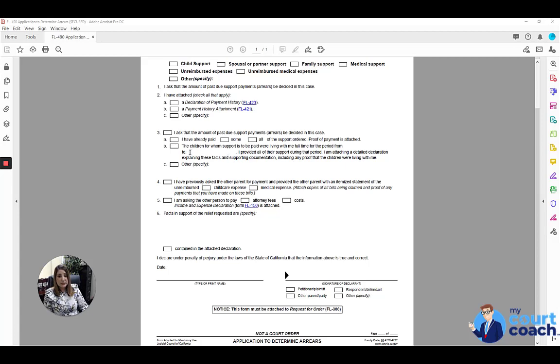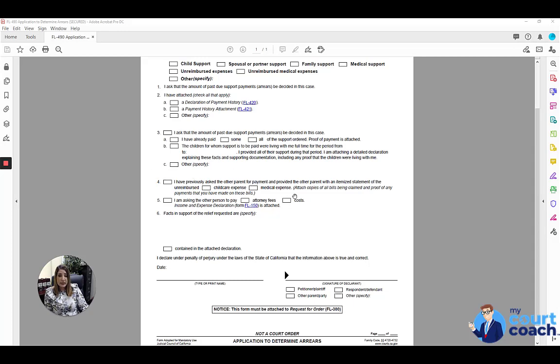So you would list the dates that they lived with you from and a declaration that states any sort of proof or evidence that the children were living with you full-time. School records sometimes can be a good thing for that. If there's something else you want them to consider as far as the determination of arrears, then mark 3C and specify that.